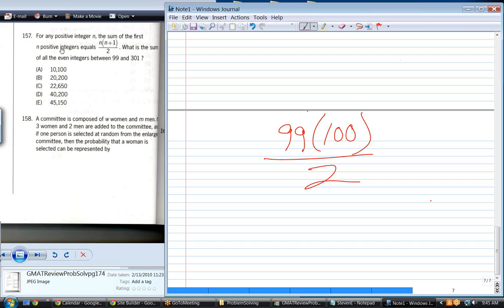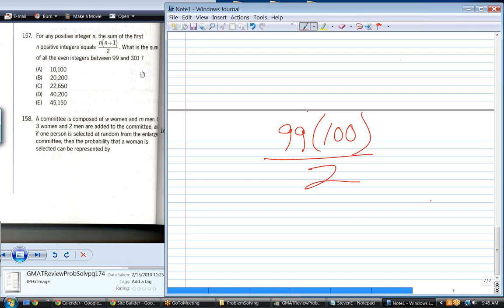The first n positive integers. So n starts with 1, so we're not going to do 0. And is 0 a positive integer or not? No. It's an integer, but it's not a positive integer. It's the one integer that's neither negative nor positive.